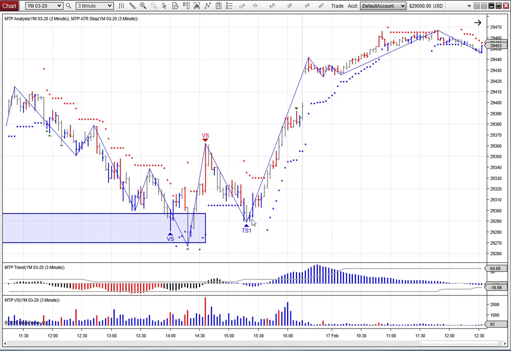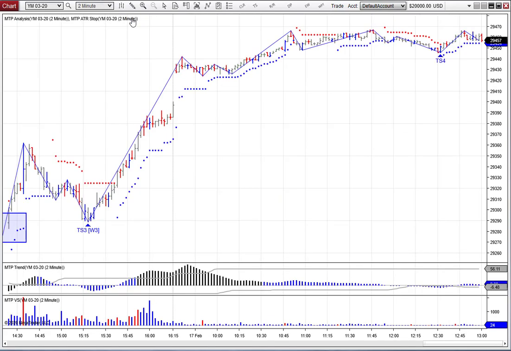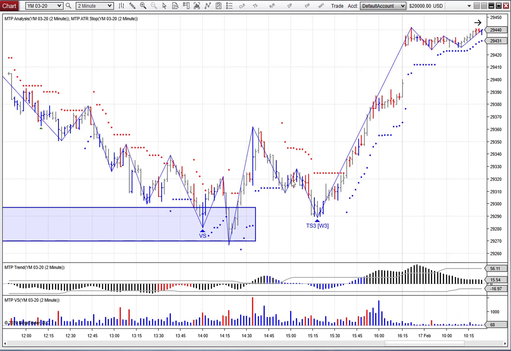This was actually quite a nice trade setup because it had a lovely ABC pattern going down to the low there. This is even a bit clearer if I go down to a 2-minute chart. You can see there it is. There's the lovely ABC pattern. This on a 2-minute chart was actually a W3 or wave 3 trade setup.